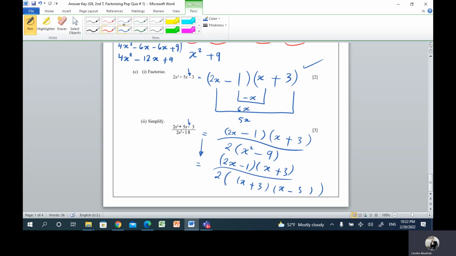In order to simplify, if you look here, x plus 3 in the numerator is going to be cancelled with x plus 3 in the denominator. So the final answer, what is left up here, is 2x minus 1 over 2 times x minus 3, and we're done.